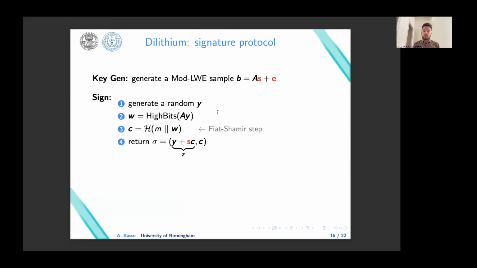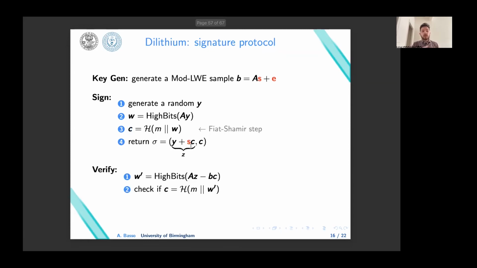And then there is the so-called Fiat-Shamir step. So what we do is that we take this commitment W, we also look at the message that we want to sign, and we apply a hash function to the concatenation of the message and the vector W. And what we get is that the challenge C is then deterministically generated from the message and W. And then the signature consists of the challenge C, that we generated deterministically, and the answer to the challenge C, so the value Y plus SC.